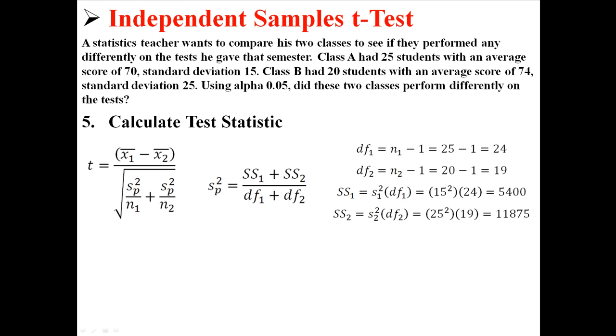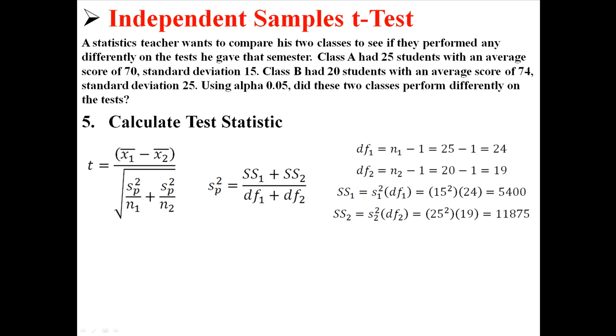Now remember, variance is just standard deviation squared. So for SS1, we know that the standard deviation of Class A is 15. So if I square that, I'd have the variance. And when I multiply the variance by the degrees of freedom for that, I get a sum of squares of 5,400. And the same thing for the second one. For sum of squares 2, I find a sum of squares of 11,875.